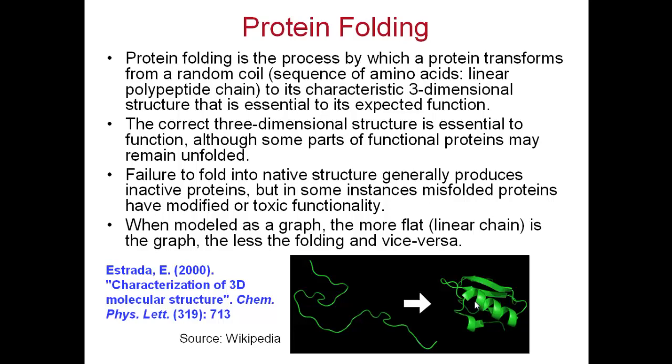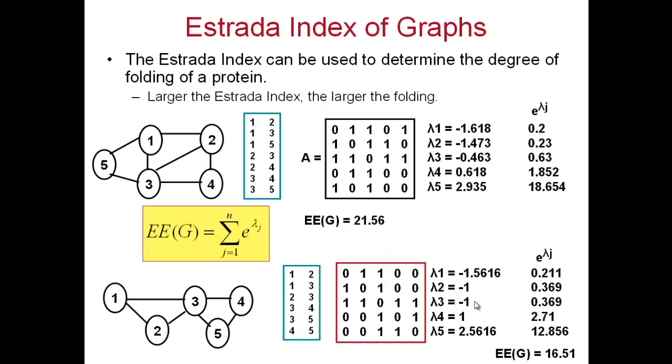Okay. Now, how folded a protein is, is what we want to quantify. So how can we do that? We can model a protein complex as a graph like this, where each amino acid is a node, and there's a link between two amino acids if the two amino acids have some bonding with each other.